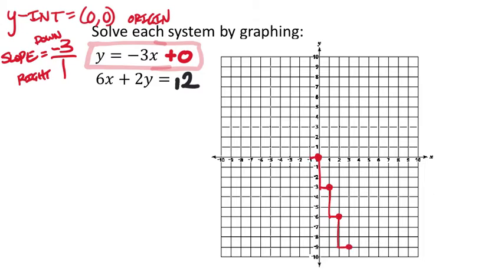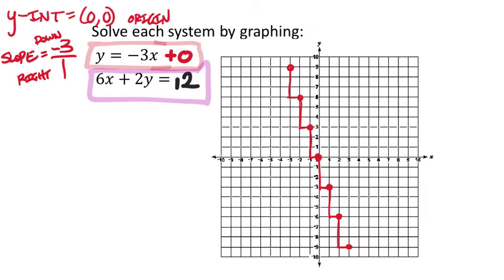Now I'll do it to the left as well. Left 1, up 3, left 1, up 3, left 1, up 3. Again, I'm not going to connect the points here to make a line yet. I will, just not yet, because I want to see those ordered pairs so I can compare them to the second equation, 6x plus 2y equals 12. So let's work with this one by changing it into slope-intercept form.